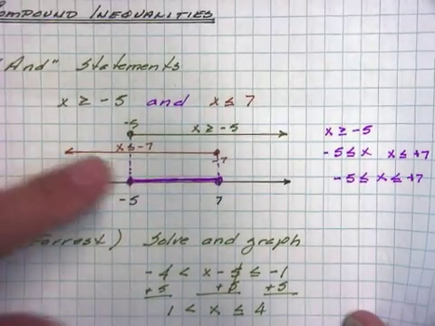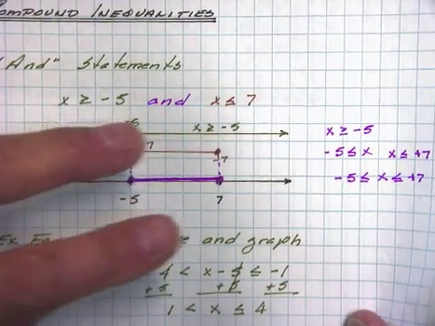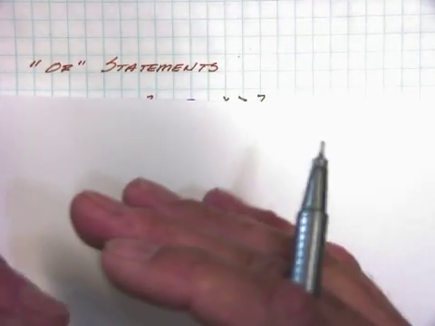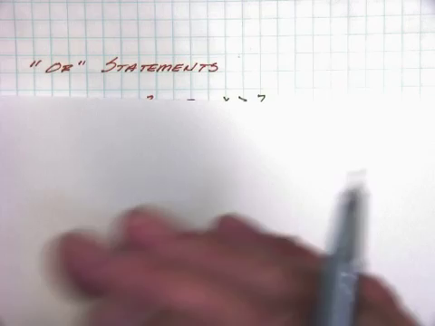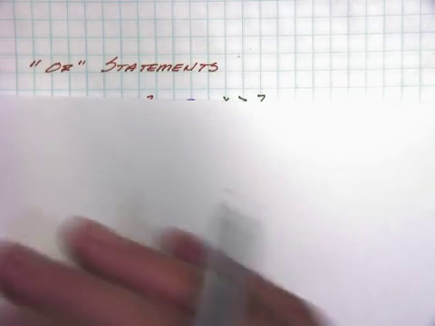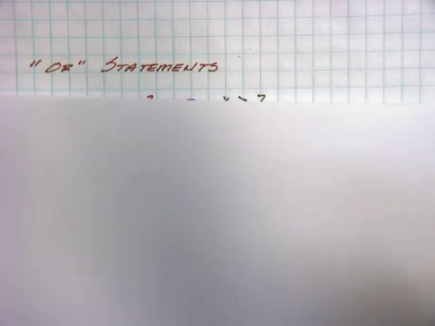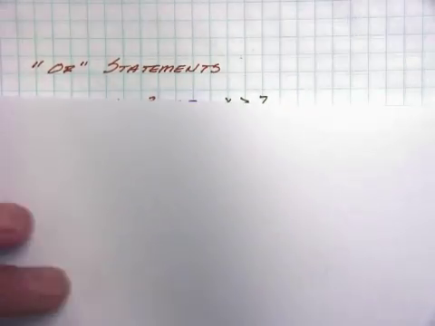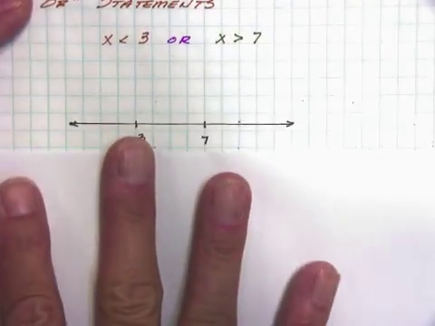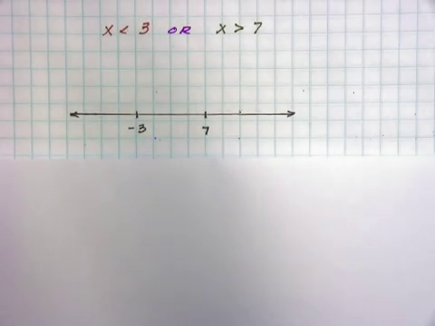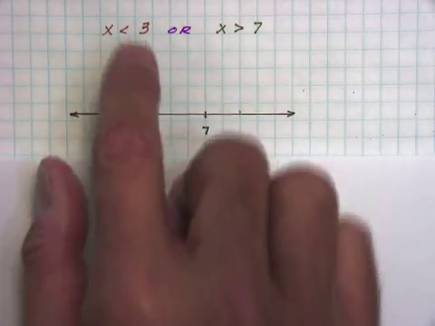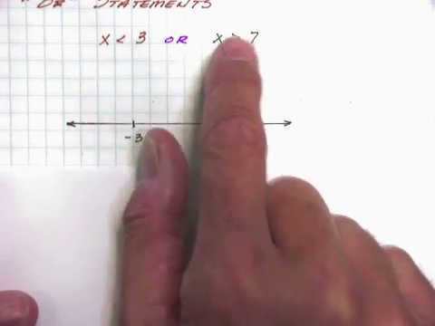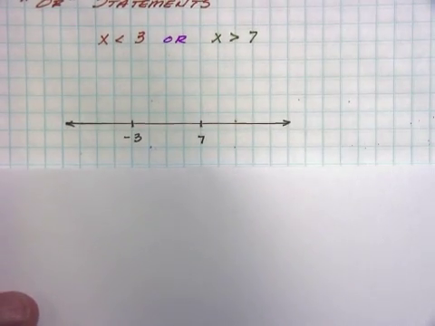But there's another kind as well, and that's known as or statements. So when we did and, the numbers had to meet two conditions at the same time. But when we do or, it only has to meet one condition at a time. It can be less than 5 or greater than 4. So it only has to meet one of those conditions, and that's what an or statement means. So let's look at this a little bit.